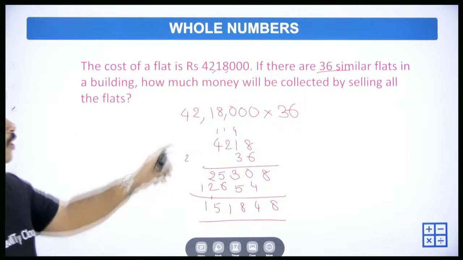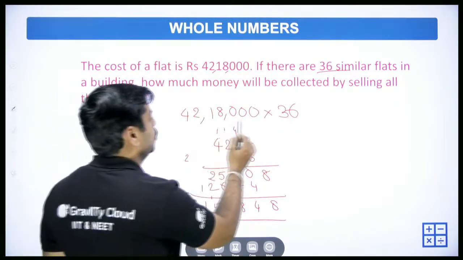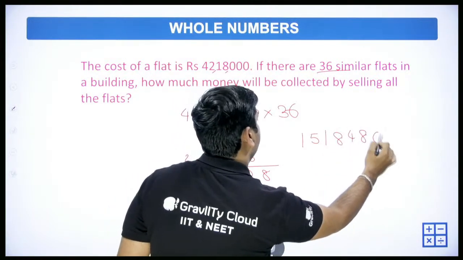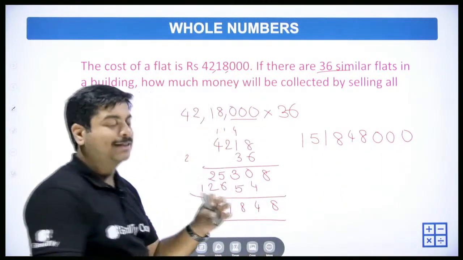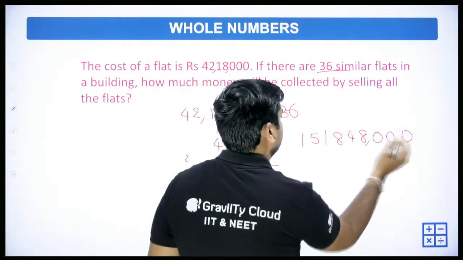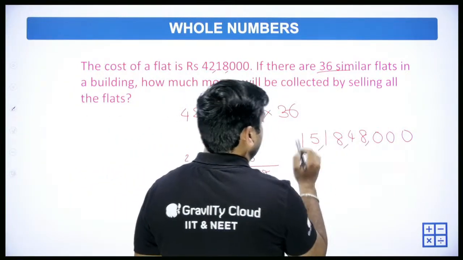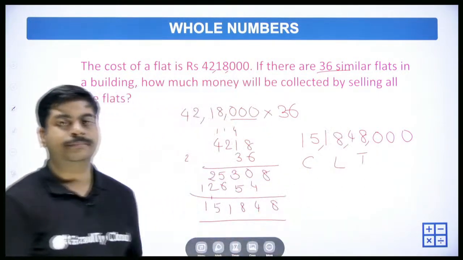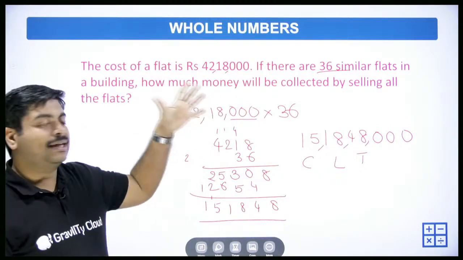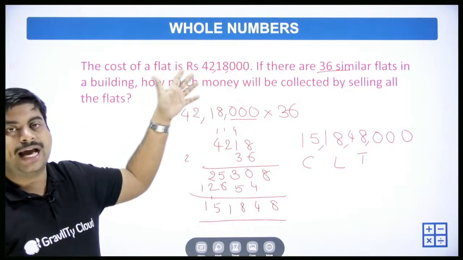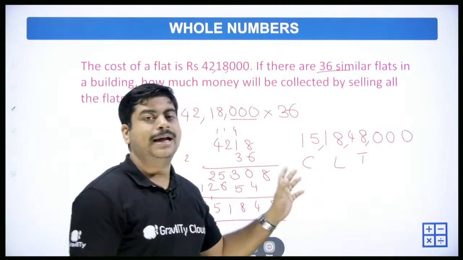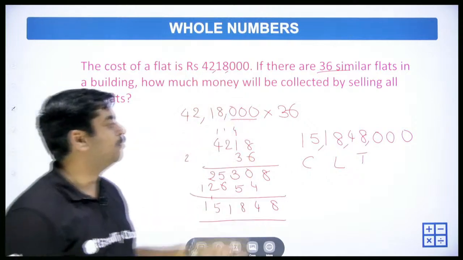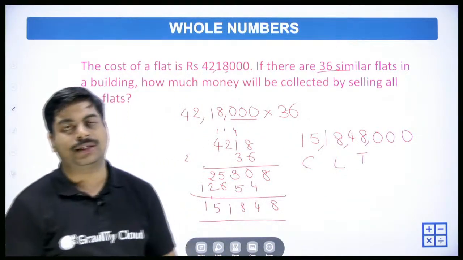This is not the overall cost. We still have 3 zeros left, so keep all 3 zeros at the end: 1 5 1 8 4 8 and 0 0 0. Let's keep the commas correctly: thousands, then lakhs, then crores. So 15 crores, 18 lakhs, 48,000. For 36 similar flats, each costing 42 lakhs 18,000, the total money collected by selling all the flats will be 15 crores 18 lakhs 48,000.